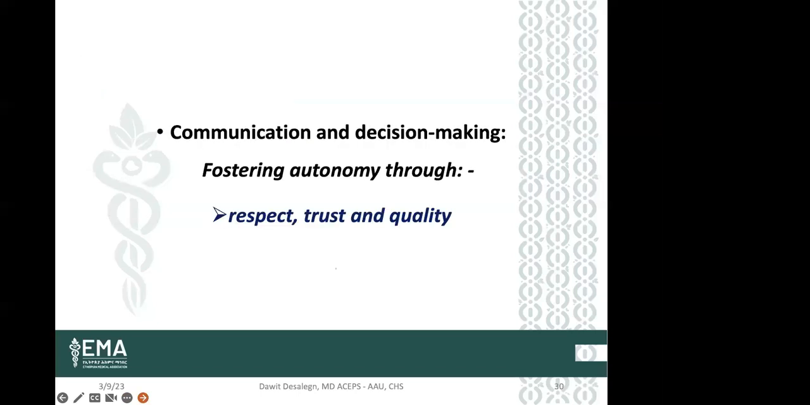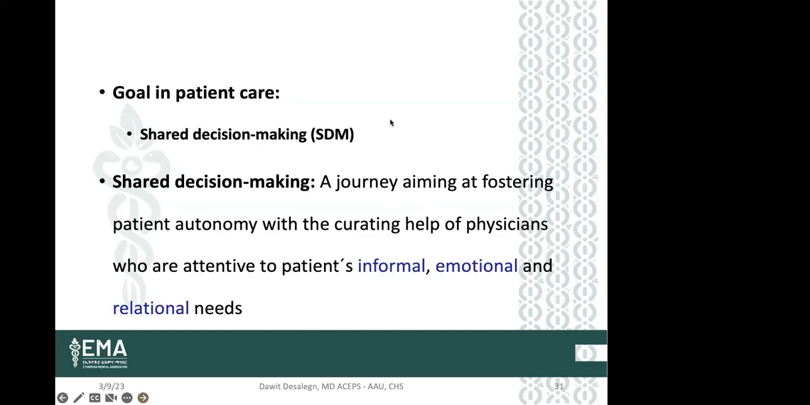Now, communication and decision-making is quite important. We need to foster this autonomy through respect, trust, and quality. The goal of patient care is shared decision-making. So it's not only you that is making a decision on one's care, but the patient has the right to decide with you. Even though they are not professionals in the medical field, it's their body that they are going to provide for you to intervene. And they have more rights than we have in making those decisions. So all our duties will be to provide the right information with the right communication.